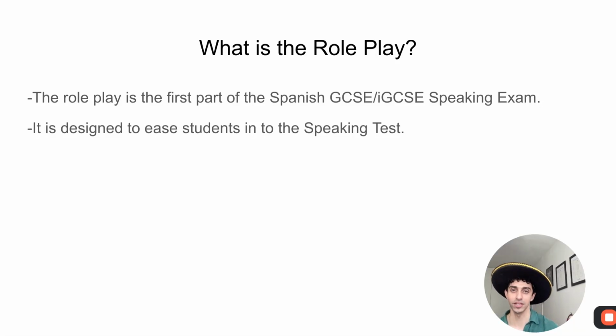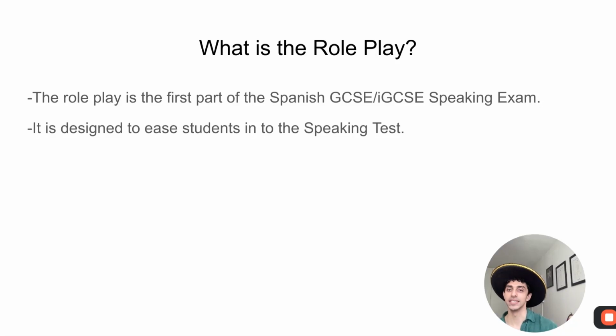Okay, we're going to start off by looking at what the role play even is. So the role play is typically the first part of the Spanish GCSE or iGCSE speaking exam. It always used to be exactly the first part of the speaking test, but as mentioned, AQA and Pearson edXL GCSE have somewhat changed their format and syllabus for speaking exams and other parts of language GCSE exams too from 2026 onwards. So for some exam boards like Pearson edXL GCSE, it is possible that you would start off with the reading aloud task instead of the role play.